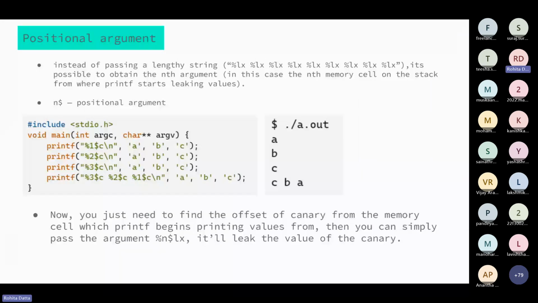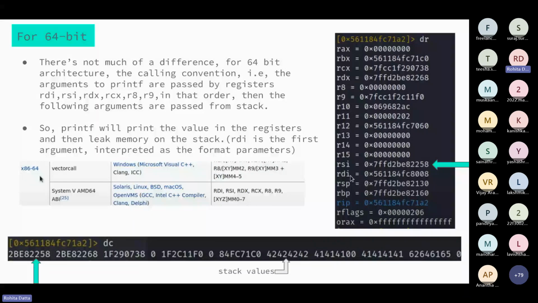Next up, you have positional arguments. Suppose the programmer gave you a read function. It seems as if you want a lot of values to be printed, you have to give it a lot of format specifiers. But that might be limited by how big your buffer is.